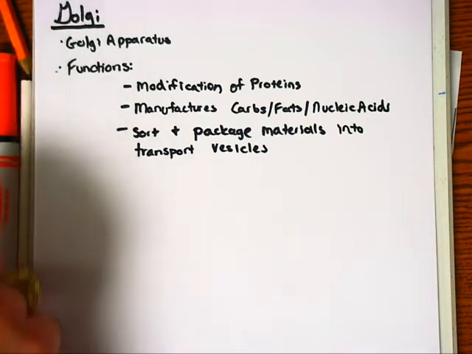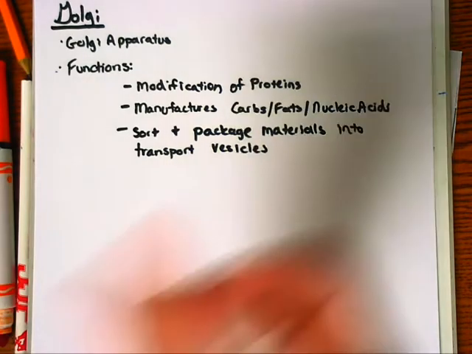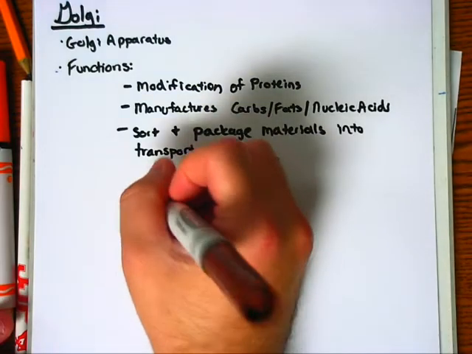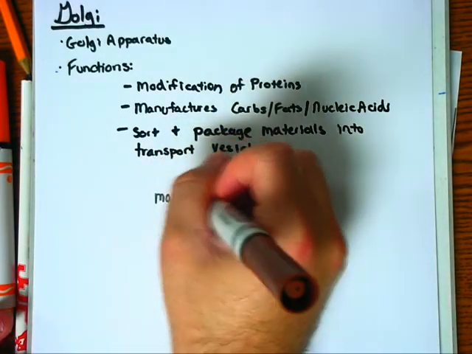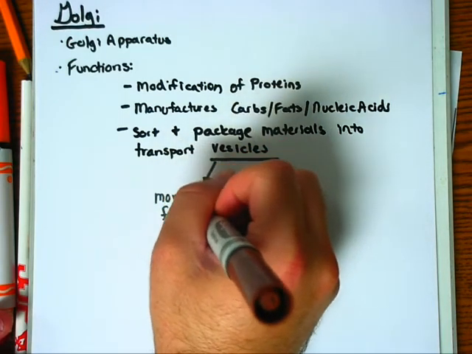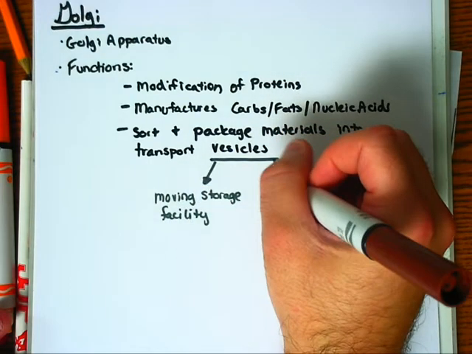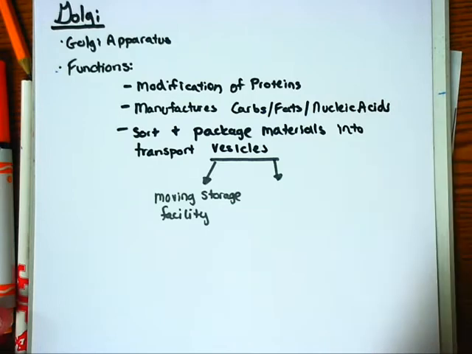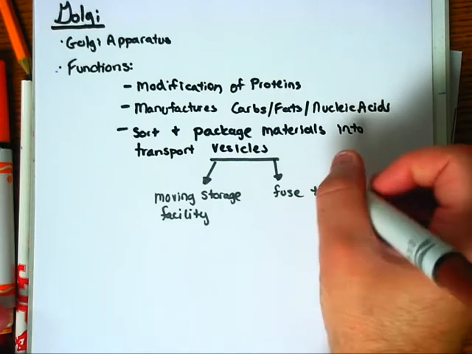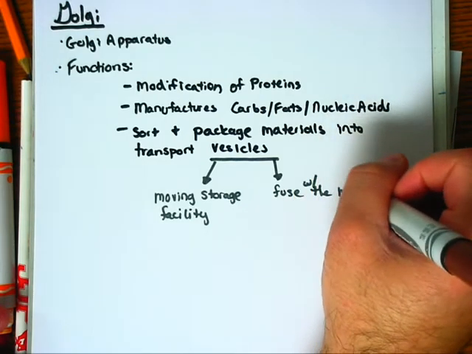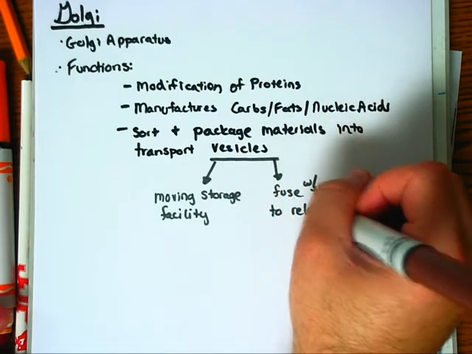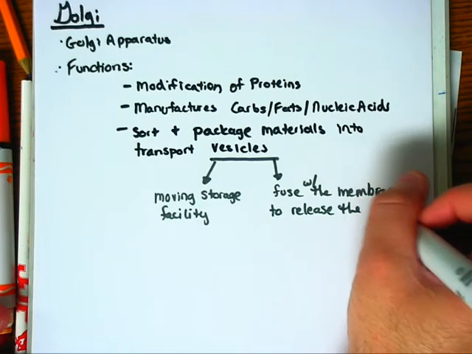Now, one thing that we want to get an understanding of is what a vesicle is. First off, a vesicle is a storage facility, but it's one that can move, so it's a moving storage facility. And not only is it a moving storage facility, but it's also important in fusing with the membrane, so it can fuse with the membrane to release the contents.